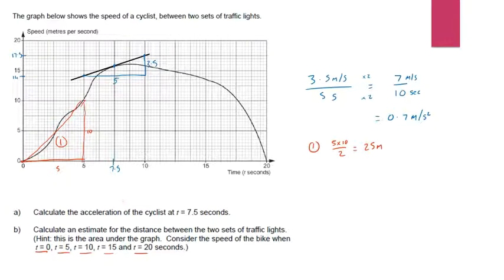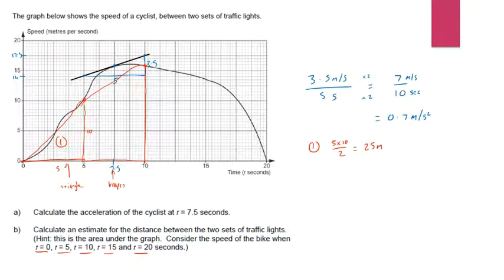And then we're going to do from 5 to 10. So that's going to be this point here to this point on the graph here. Okay, so again, we join them up. And this time it makes a trapezium. So we've got a triangle, and here we've got a trapezium.